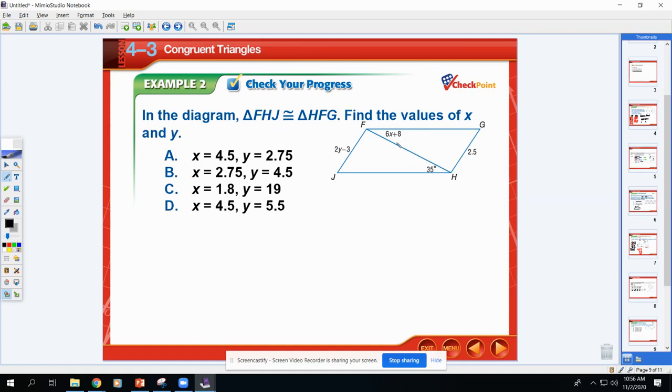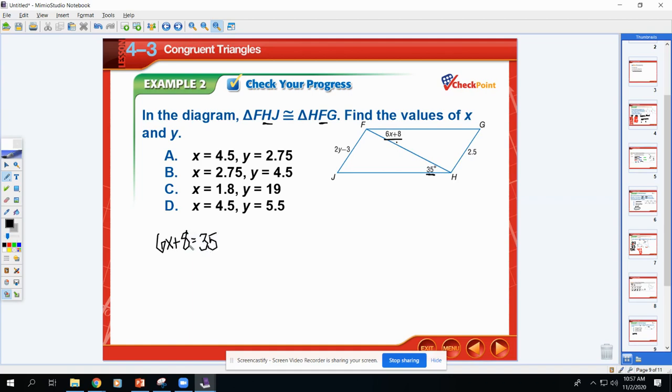Okay. So if we are looking at x, x looks like it is angle F. And that would be angle F of FGH. So FGH would be the second triangle here. So we're looking at this second letter. Now the second letter is going to be congruent to the second letter. So F is going to be congruent to H. H is down here. So H appears to be 35. So if we wanted to solve for x here, we could say that 6x plus 8 was equal to 35.